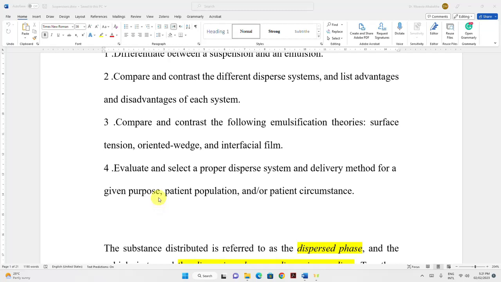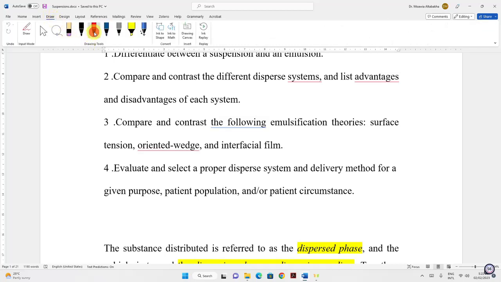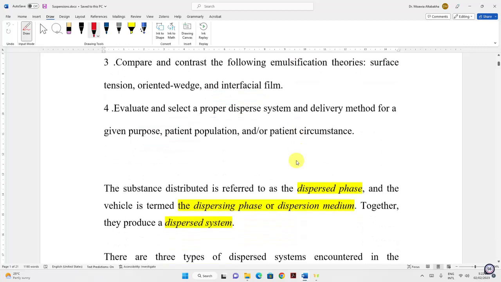Also, you're supposed to evaluate and select the proper dispersed system to deliver a drug to a given patient or a patient population. You need to consider the patient. Am I, for example, dealing with neonates, newborns? Am I dealing with children, with adults? Can I use alcohol or not, for example? So these are the objectives of the dispersed system topics, which includes, as I said, suspensions and emulsions.